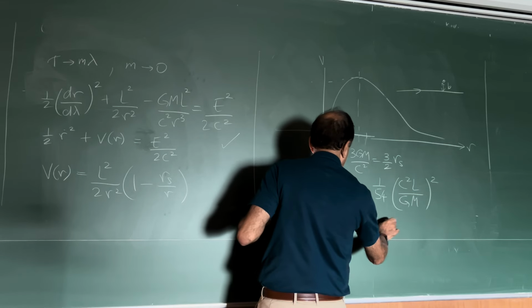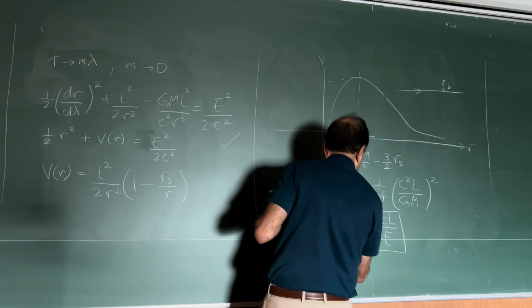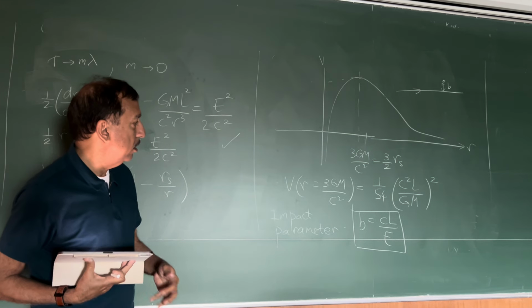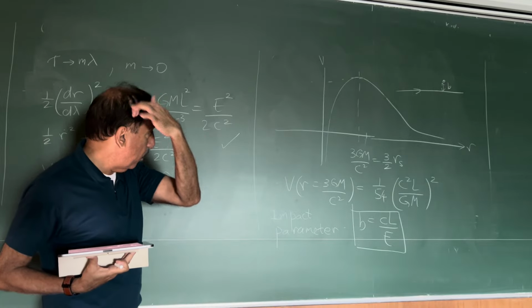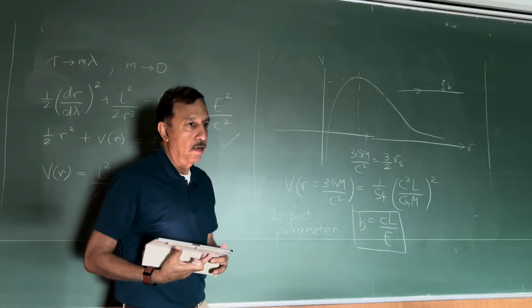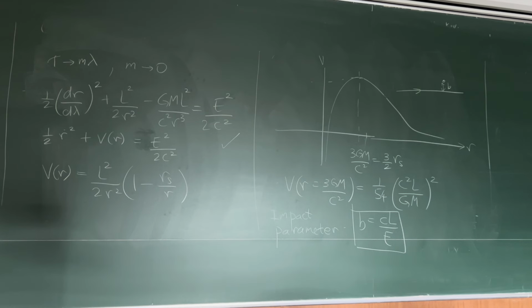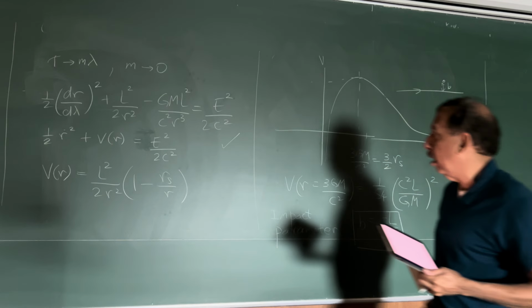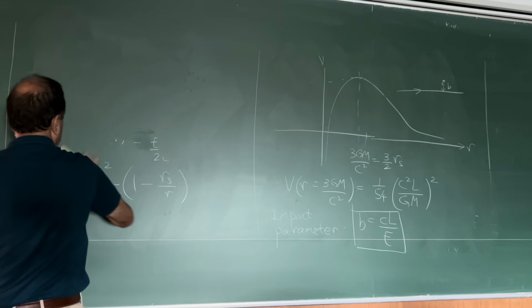Good. Okay. So what's the impact parameter in this case? So we write it as b = cL over E. This is a quantity with dimensions of length, and it's the natural one which determines how far this beam is passing from the center of the planet, which is at r equals 0.